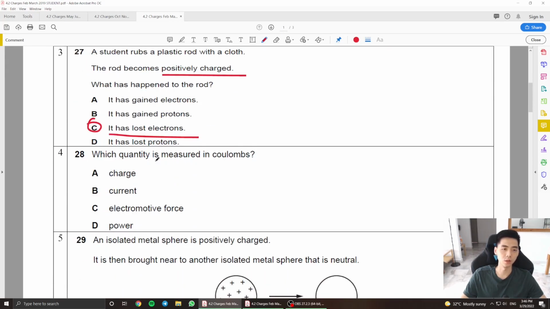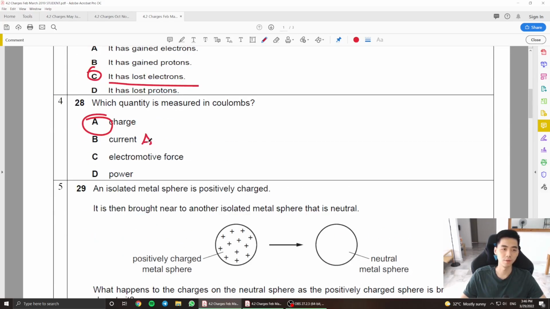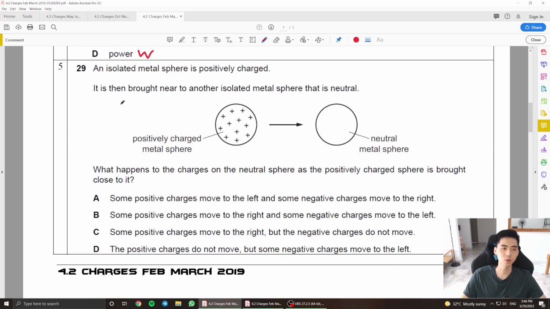Which quantity is measured in coulombs? Obviously, it is going to be charge. Current is in amperes. Electromotive force is in volts. Power is in watts. Then question number 5 here.